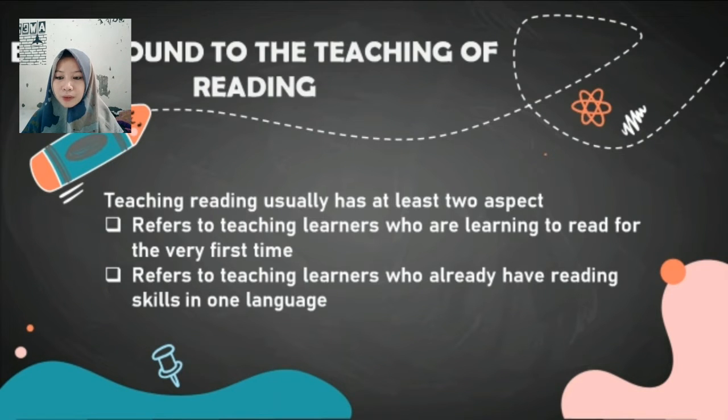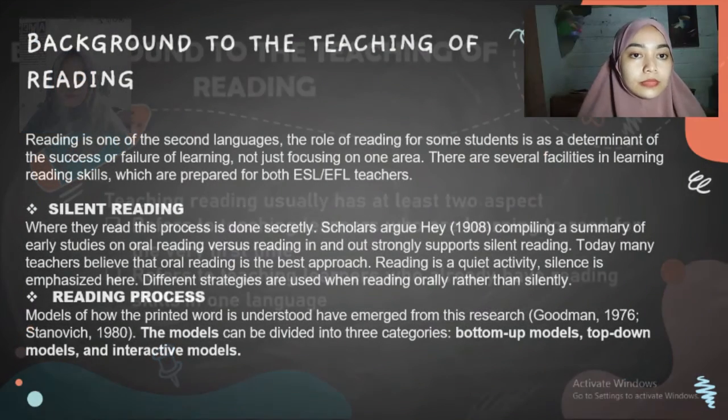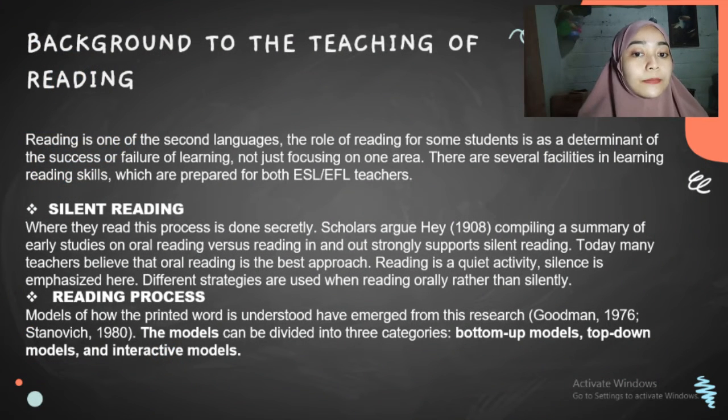Background to the teaching of reading. Teaching reading usually has at least 2 aspects. Number 1, it refers to teaching learners who are learning to read for the very first time. And the last refers to teaching learners who already have reading skills in one language. Okay, the next is background to the teaching of reading.